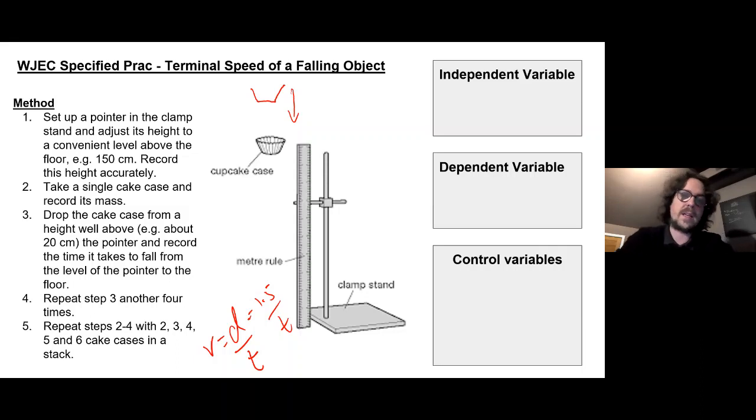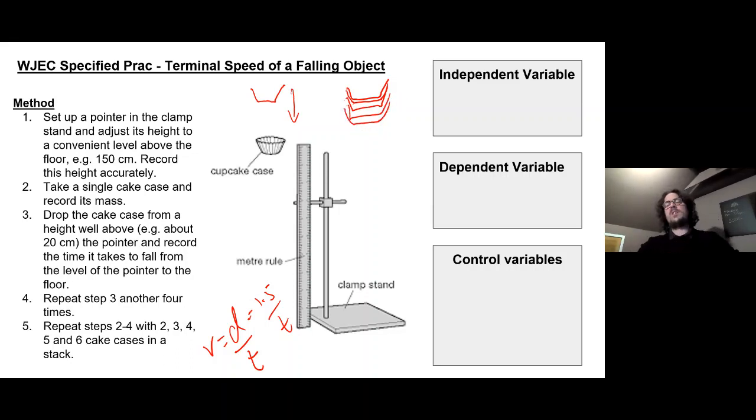That's basically the experiment. Then you change the number of cake cases, okay? You change the number of cake cases, and in doing so, you're changing the mass. So in an investigation, you might be asked simply to look at how the number of cake cases affects the terminal velocity, or you may be asked how the mass affects the terminal velocity, but you stack the cake cases on each other like so to increase the mass.